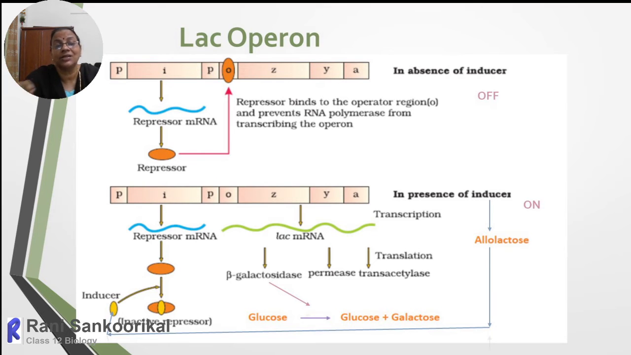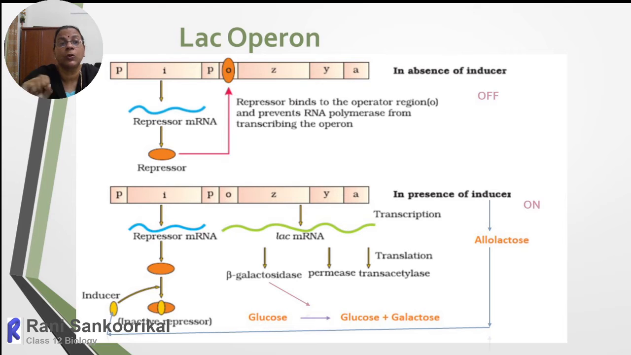And the third structural gene is A. The A gene will regulate the transcription of an enzyme called transacetylase. The function of transacetylase is the transfer of an acetyl group from one compound to another. But in this case, the direct role of transacetylase is unknown, even though it is found together.